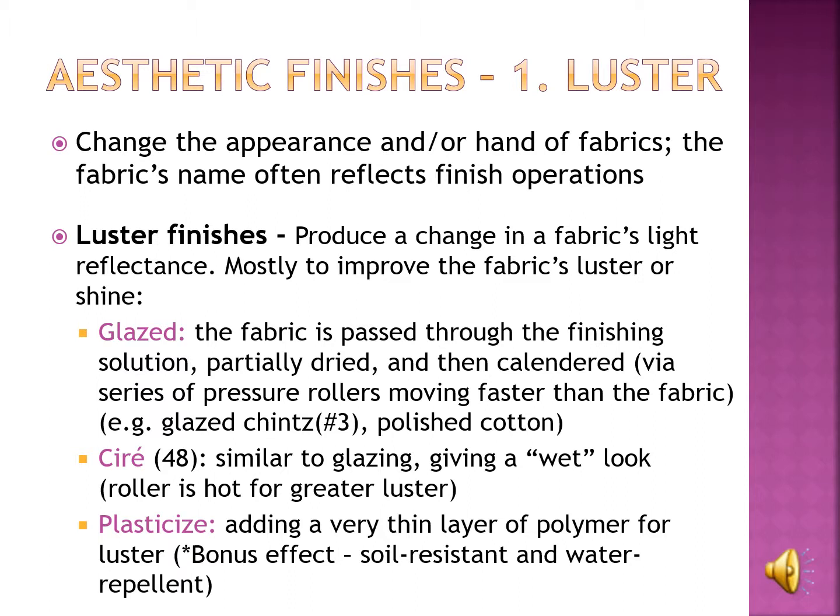So luster finishes are meant to produce a change in the fabric's light reflectance. So again, that's mostly to improve the shine is what we're talking about. So one of the first options for a luster finish is a glazed finish, and that's where the fabric is passed through a finishing solution, partially dried, and then calendared, which is basically passed through a series of pressure rollers that move faster than the fabric. So examples of this are polished cotton and glazed chintz, and you can see a sample of that in your kit under number 3.